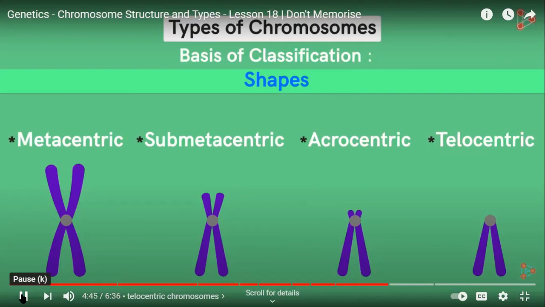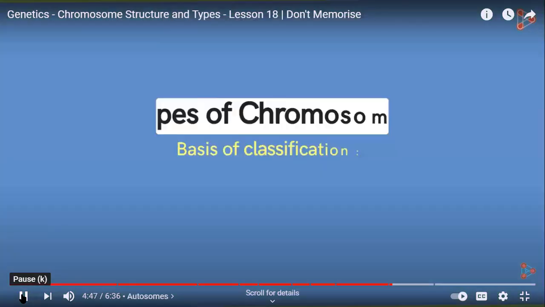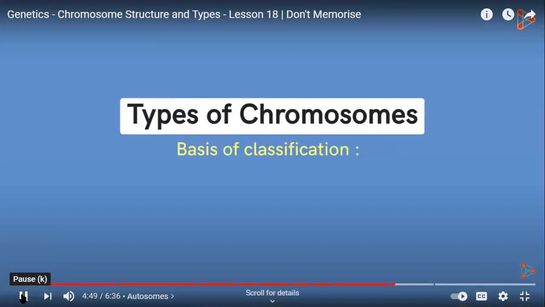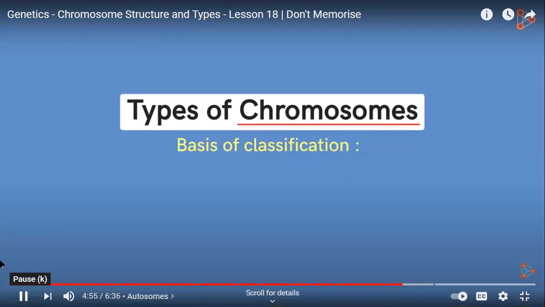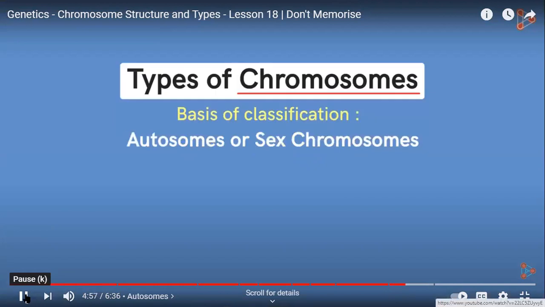Now let's have a look at the other type of classification. This is a much simpler type of classification. Here, the chromosomes are classified whether they are autosomes or sex chromosomes.